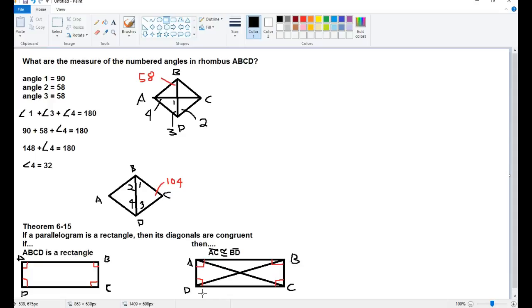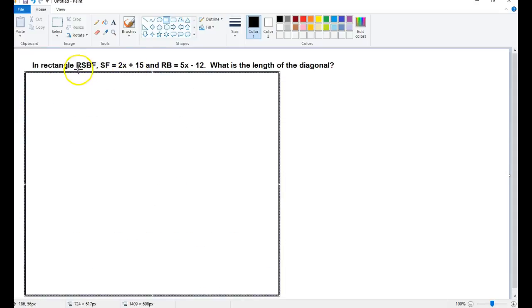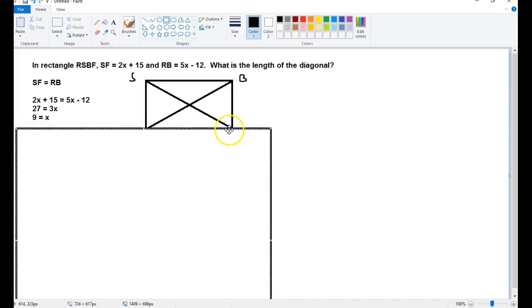Now we're going to go through some problems with this, and then we're going to move on to the next section. Okay, so this one says in rectangle RSBF, SF is equal to 2x plus 15, and RB equals 5x minus 12. What is the length of the diagonal? So here we're going to have to set these equal to each other, find x, and then move it back into one of these equations.